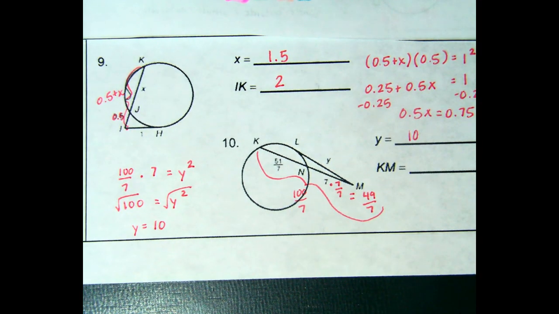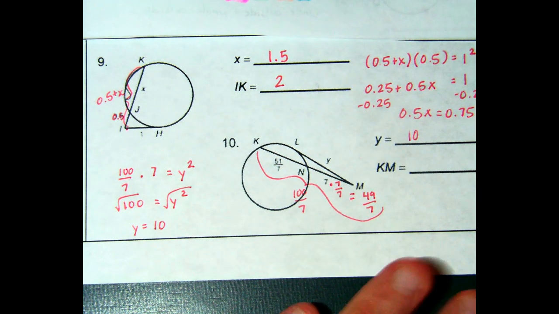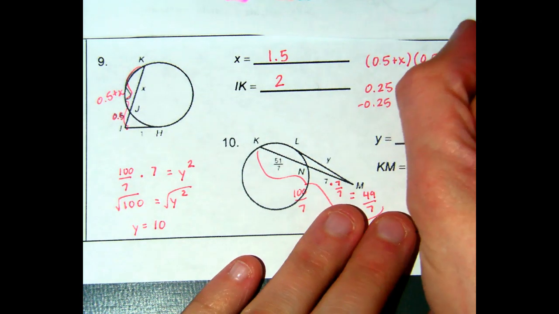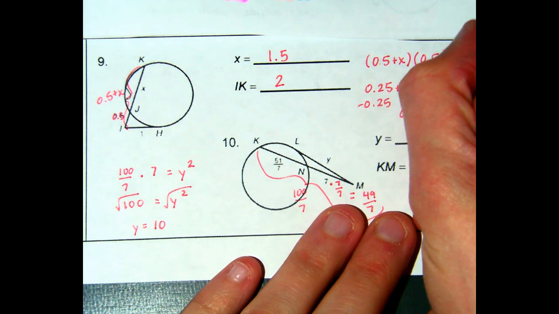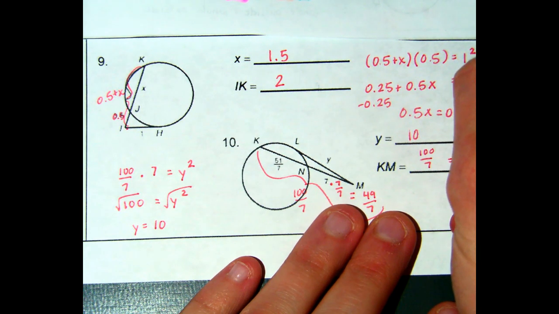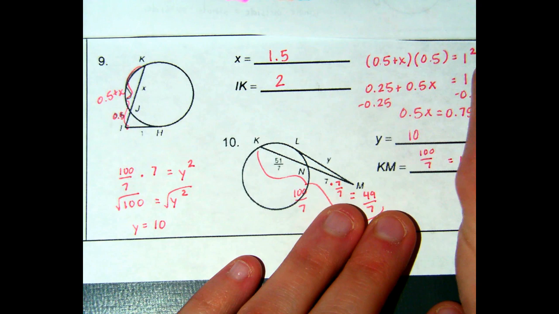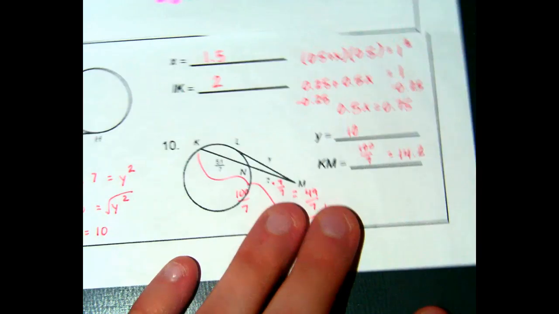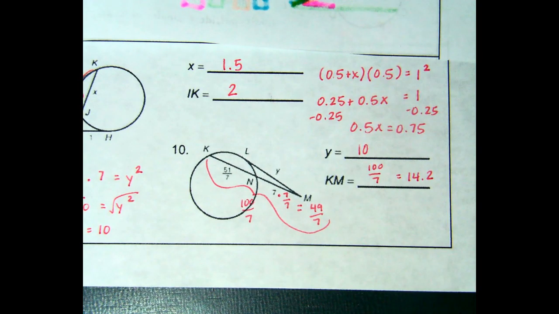What is KM in a fraction? We already found it. 100 over 7. Or, you guys said it's also what? 0.2. Okay. There you go. Glue this in.